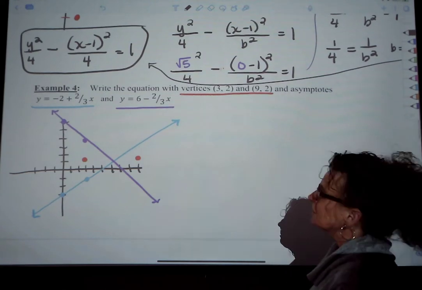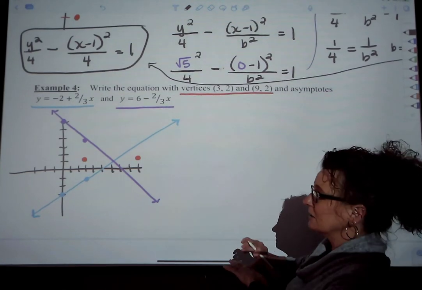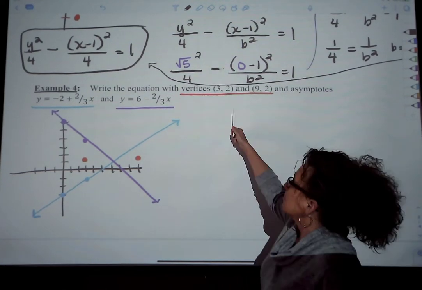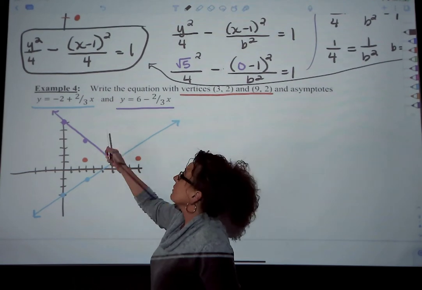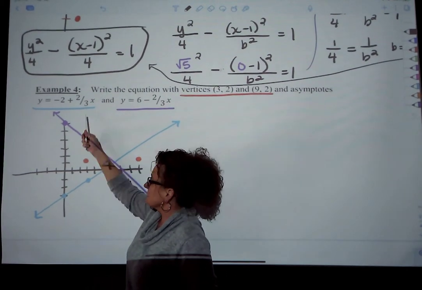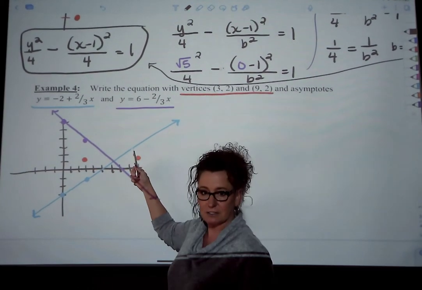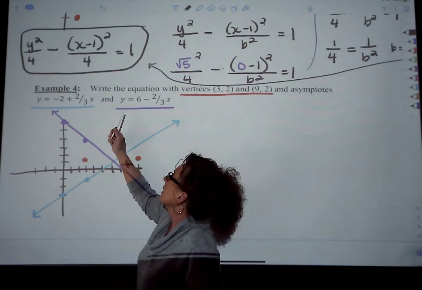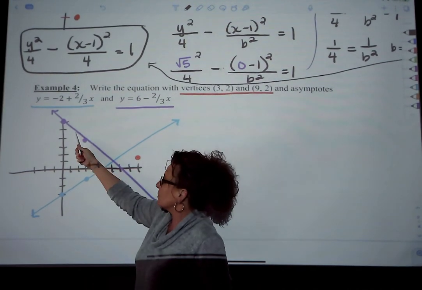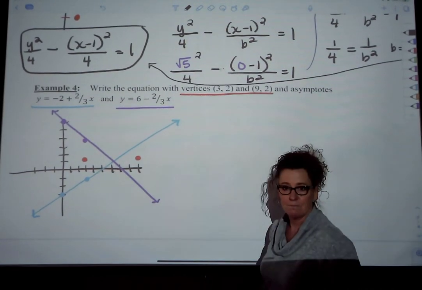Okay, this one's going to be a little challenging. I've gone ahead and graphed everything it gave me. I plotted my vertices. I graphed this asymptote. See it? I graphed it in blue. I'm trusting that you all can graph a line. And I graphed this asymptote. See it in purple. I'm trusting you all can graph a line.